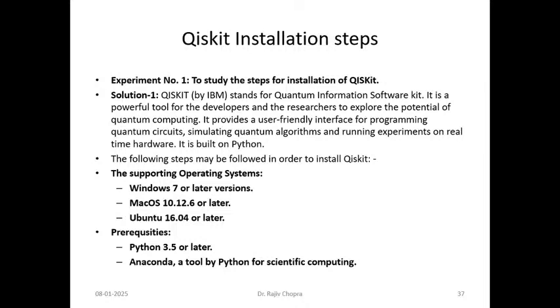First of all, the operating system that you need is Windows 7 or later versions, Mac operating system 10.12.6 or later, or Ubuntu. What are the prerequisites? Python 3.5 or later, and Anaconda, a tool by Python for scientific computing. All these have to be installed.